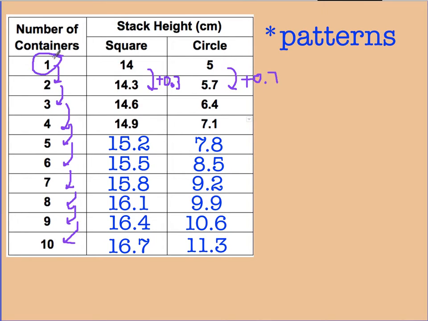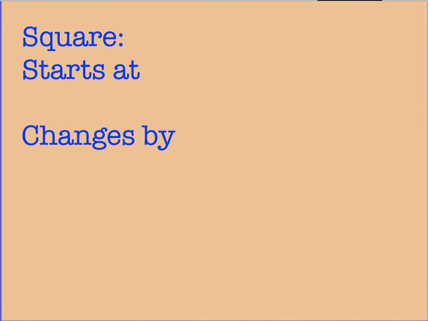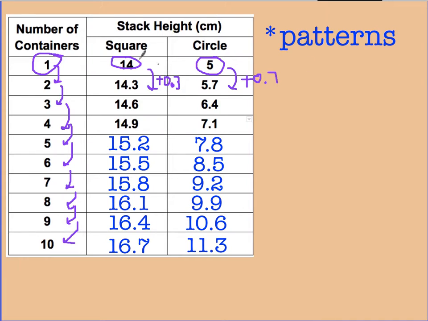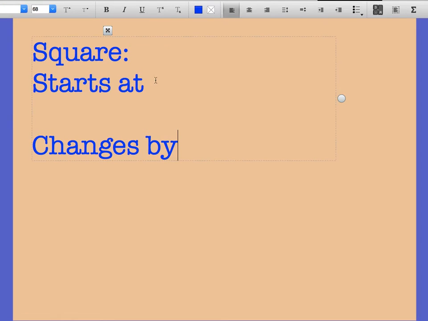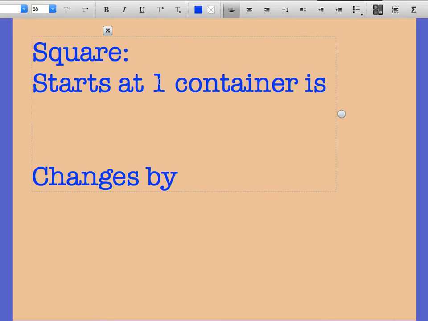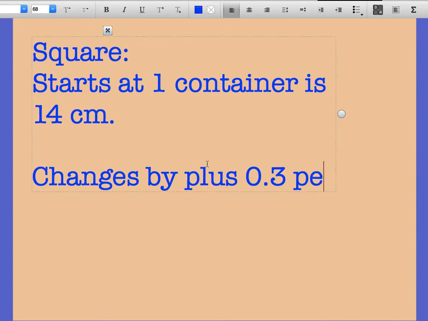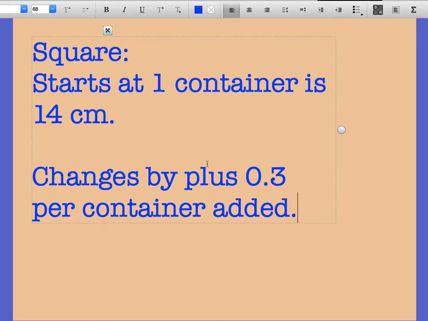Knowing that pattern, that rate of change, is going to really help us. And also look, one container is where we start for these. That's going to help us as well. So let's remember those numbers, and we'll flip back to this if we need to. Look at the square. The square starts at 14, and it changes by 0.3. So we're going to write that down for ourselves. The square starts at one container is 14 centimeters, changes by plus 0.3 per container added.